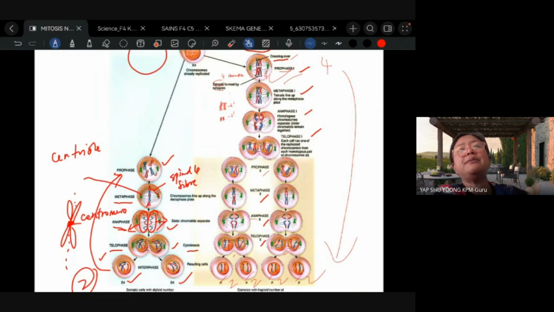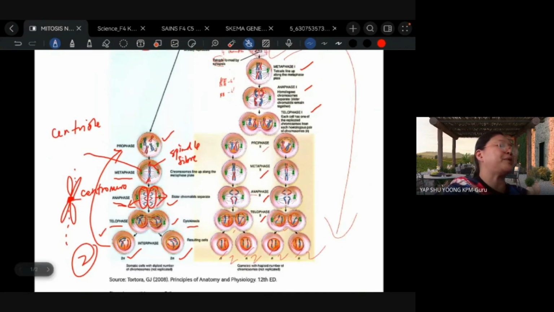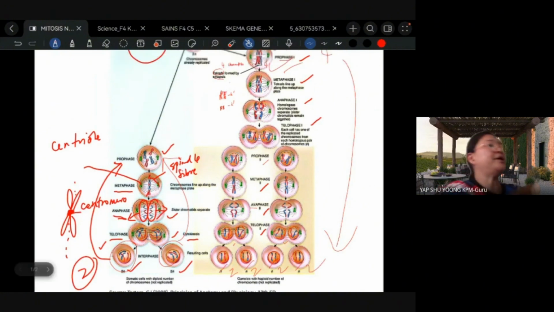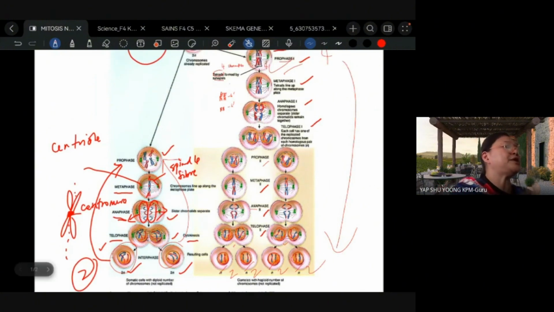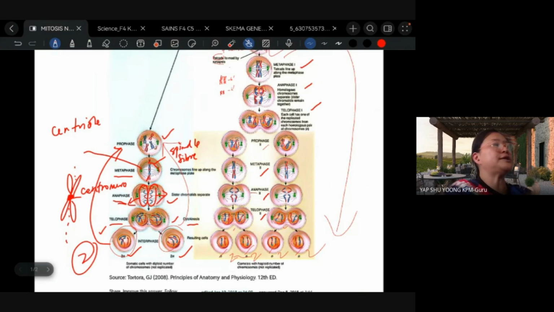It's unlike mitosis. Mitosis is what? It produces 2 cells and the 2 cells are the same as the original cell. This is mitosis. But for meiosis, it's different. Meiosis produces 4 daughter cells. All the daughter cells are unique.